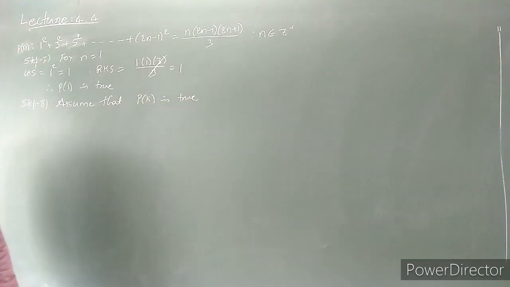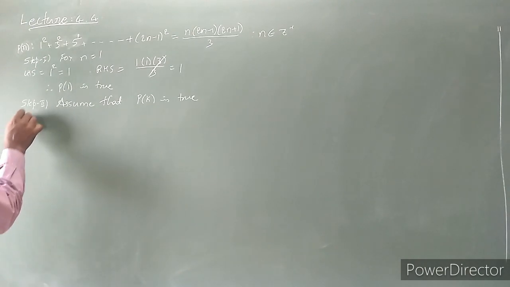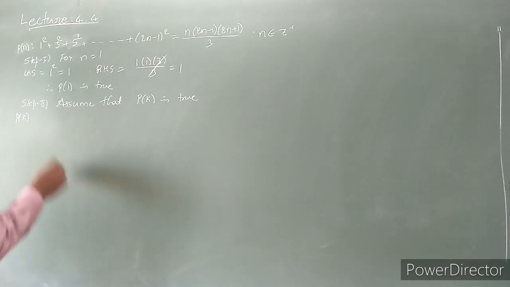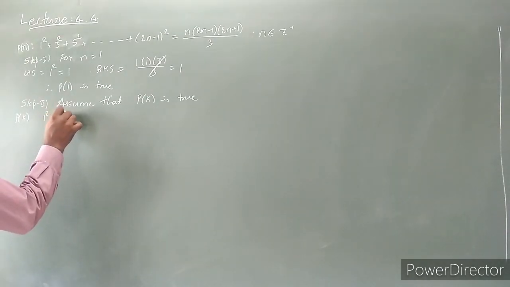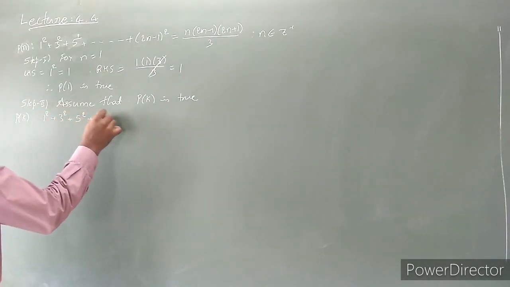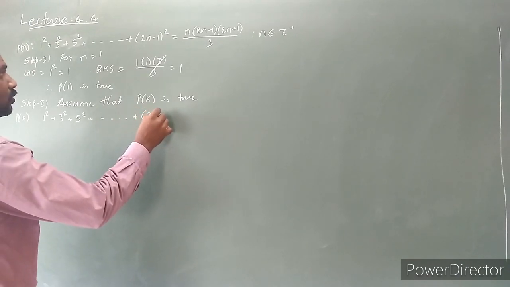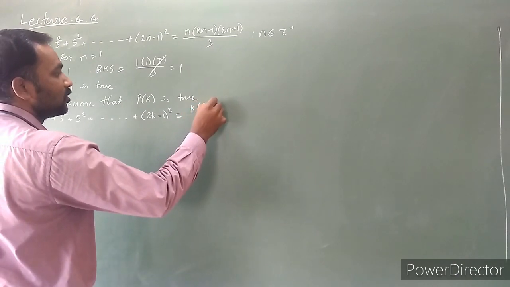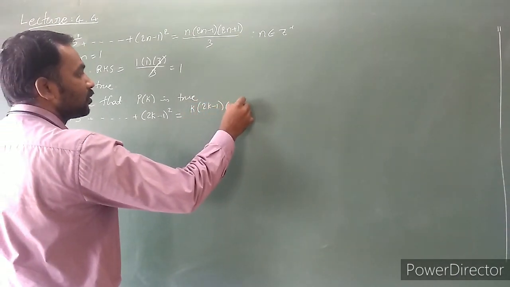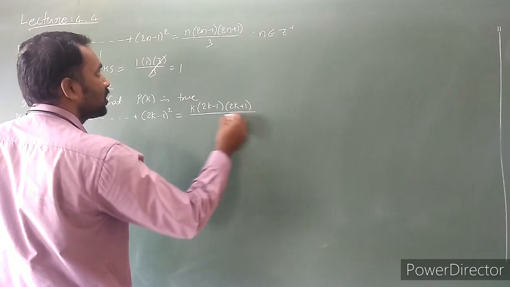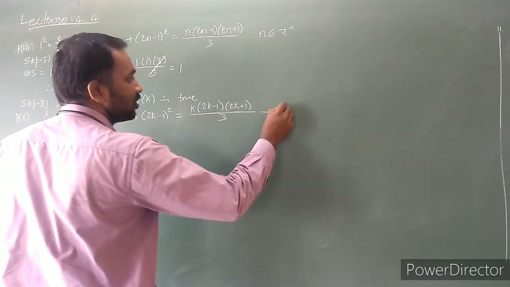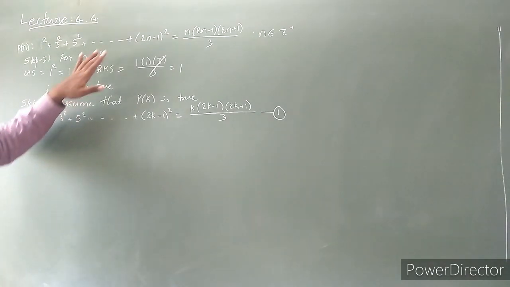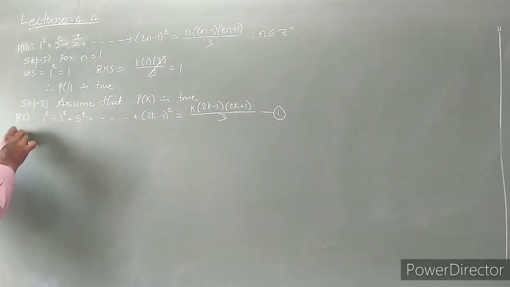Assume that P of k is true. Write P of k: wherever n is there, replace it with k. What happens? 1 square plus 3 square plus 5 square plus so on plus (2k minus 1) whole square is equal to k into (2k minus 1) into (2k plus 1) whole thing divided by 3. Call this equation number 1. Now, we have assumed that the given statement is true for n equal to k.